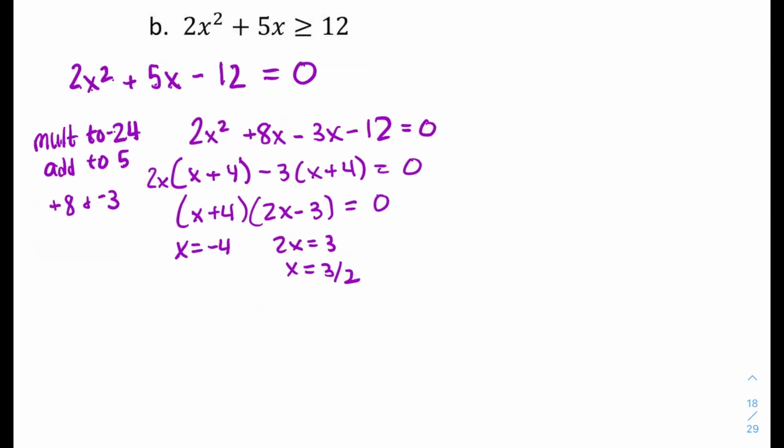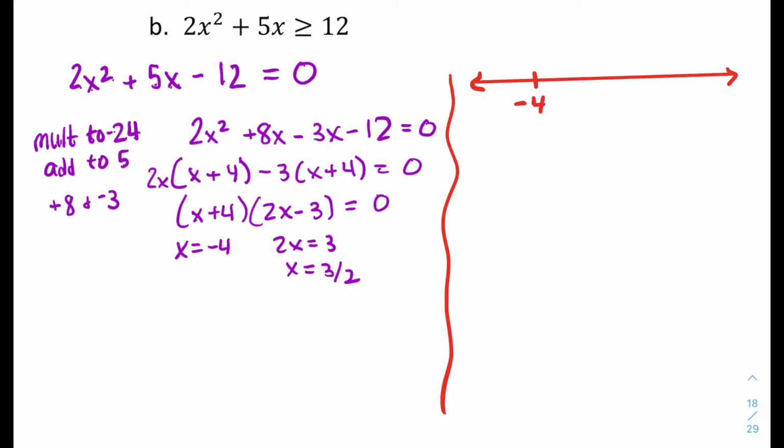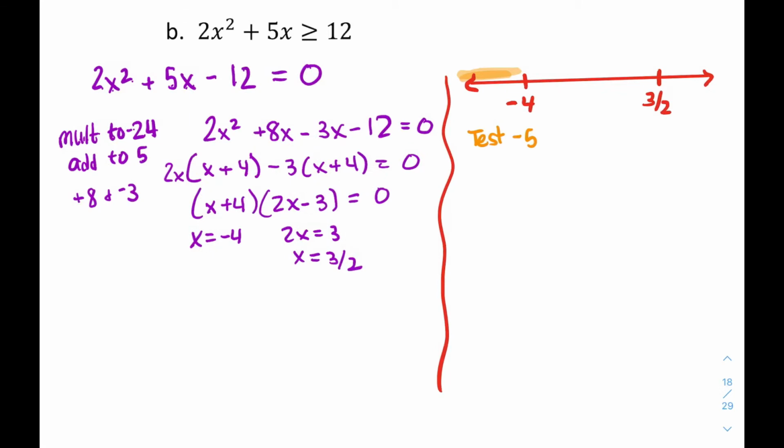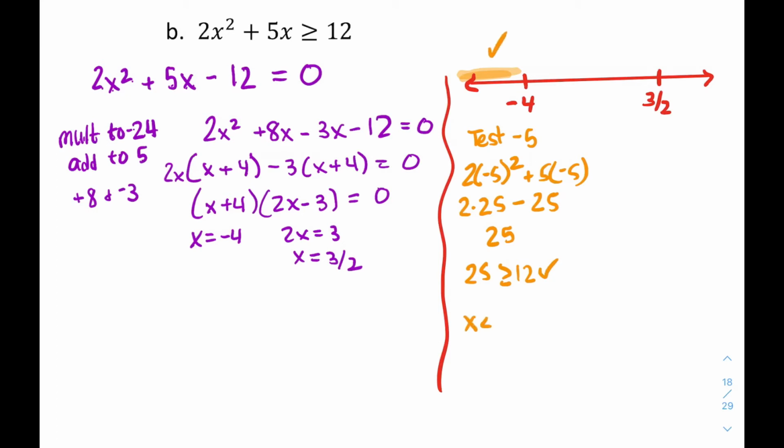Well, not really looking for where it's equal to 0, but those will help us figure out my intervals that do work. So if I draw myself a number line here and break this into intervals of potential solutions, we need to test a few values here. I'm going to go back to my original and plug -5 in. That's going to give me 2 times 25, 50 minus 25 is 25, and 25 is greater than or equal to 12, so that does work.